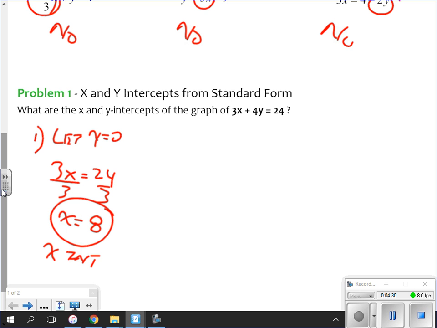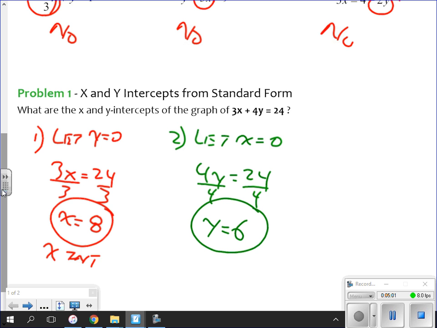Okay, to do the y-intercept, you let x equal 0. In other words, put your finger over the x term. Cover up the 3x. What do you have? 4y equals 24. Divide both sides by 4. Y equals 6. That's your y-intercept. That would be the b in slope-intercept form.